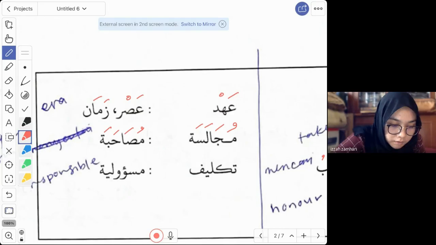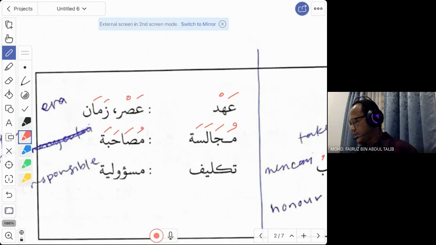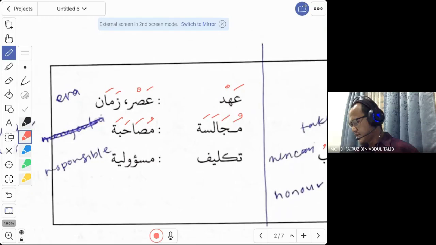Kima makna mujalasa, musahabah? To learn with. To learn. That is not the literal translation of the word mujalasa. In the sentence, yes, you can say they learn from. But here mujalasa is simply to be together with them. Musahabah, to befriend them. That is the meaning of mujalasa and also musahabah. Naam.